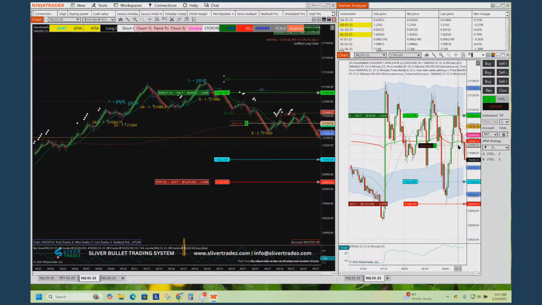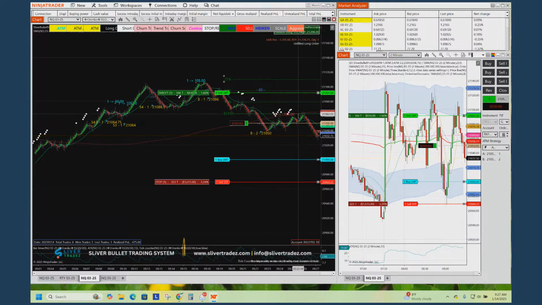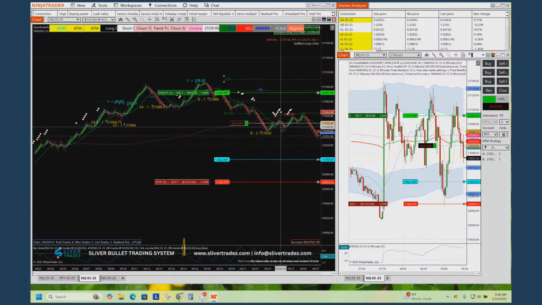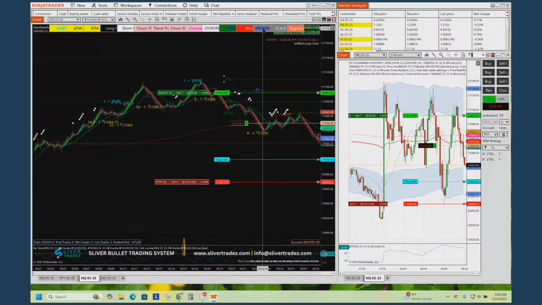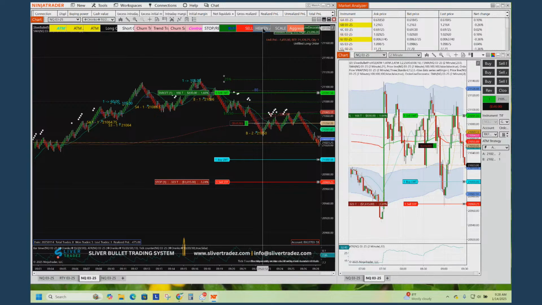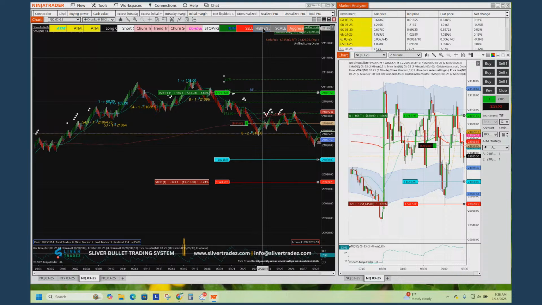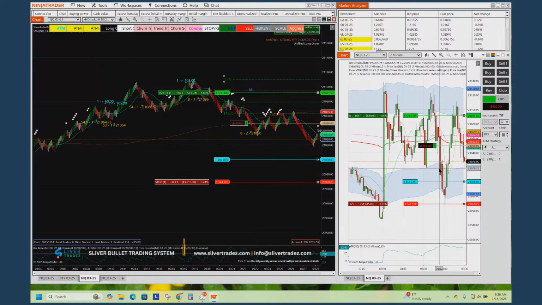Hmm. So yeah, I'm glad I did not add to the position because this didn't look good. Okay. Let's see if the market came down to the first standard deviation level, or wants to go even further down. We'll know.